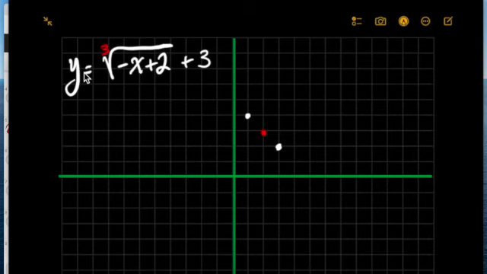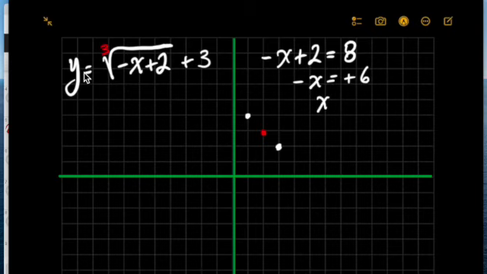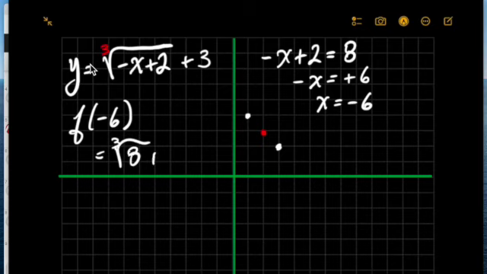Okay, the next thing we're going to do is set what's under the radical equal to 8 and solve for x. So we're going to get negative x equals positive 6, x equals negative 6. So we are going to go ahead and do f of negative 6. Negative 6 plugged into this equation would give you the cube root of positive 8 plus 3. The cube root of positive 8 is positive 2, plus 3 is 5.